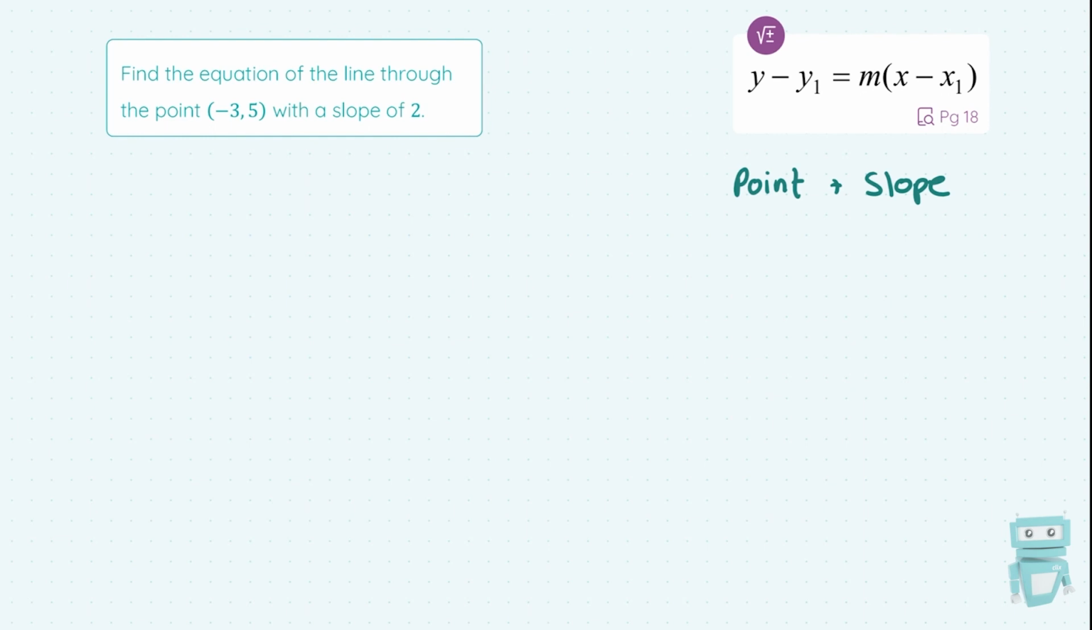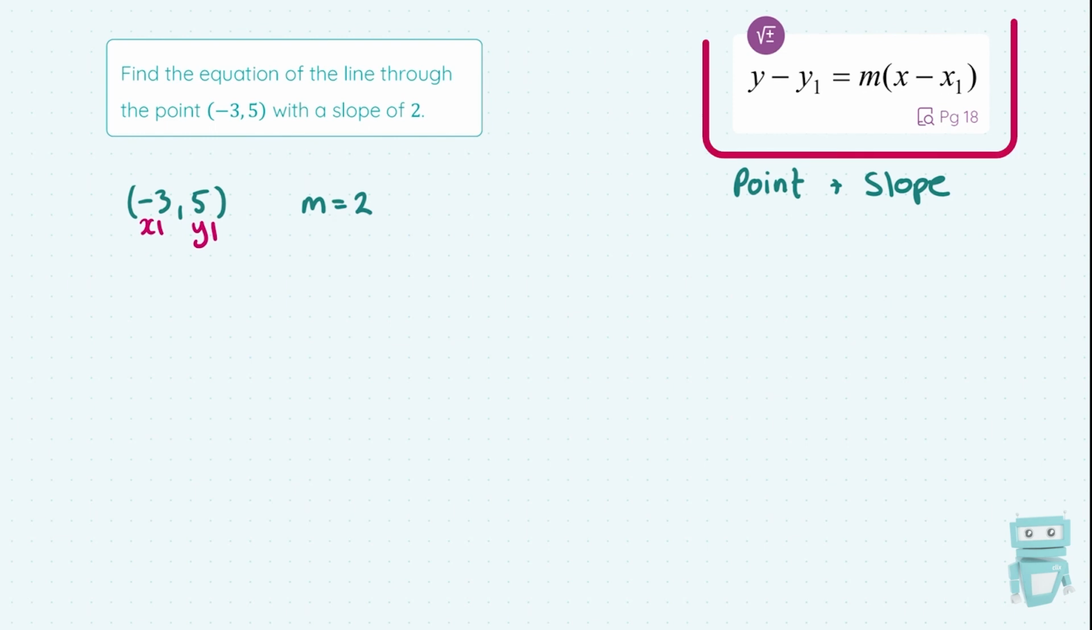So if we look to our question here, we're asked to find the equation of the line through the point minus 3, 5 with a slope of 2. So what I'm going to do is take my point minus 3, 5 and label that as x1, y1. And then I'm going to take my slope of 2 and label it as m equals 2, because m is the symbol for slope. So then I take x1, y1 and m and plug them into the formula y minus y1 equals m on x minus x1.